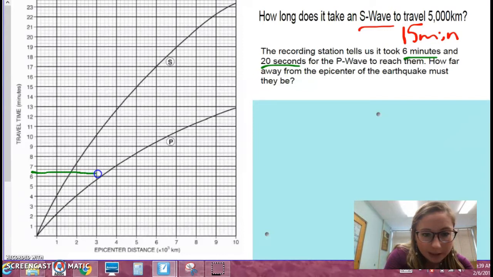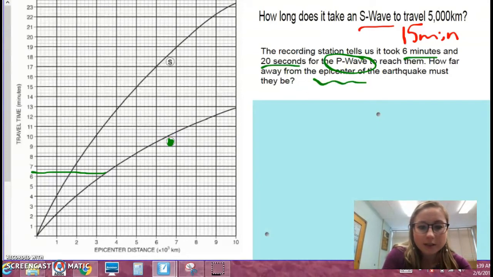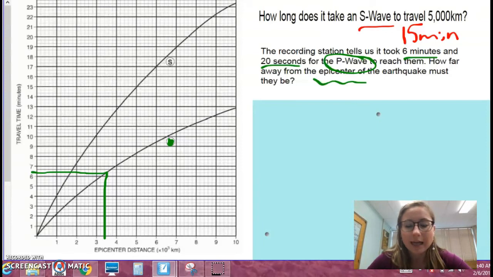Now again, it's important to remember which wave we're talking about. We have to go over to the P wave, and then how far away is the epicenter? We know that we need to go down. So from there, we're going to go down, being sure to keep a straight line, and that looks like 3,400 kilometers away from the epicenter. Next question.